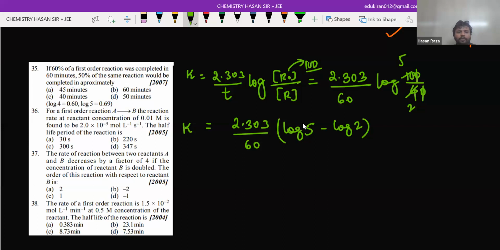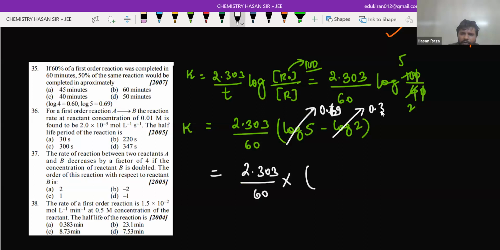Do you know what is the value of log 5? Log 2 is 0.30, log 3 is 0.47, so log 5 comes out to be 0.69 or 0.70, we can take. Let's say 0.69. So it will be 2.303 upon 60 into 0.69 minus 0.30. When you subtract it, what you will get actually is 0.39. And then to calculate 50%, that means half life, it is asking.